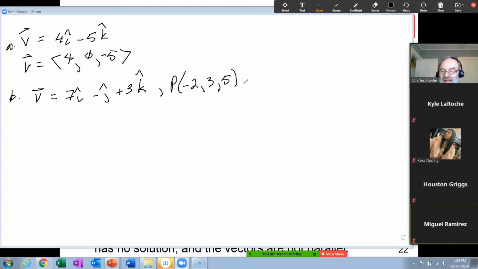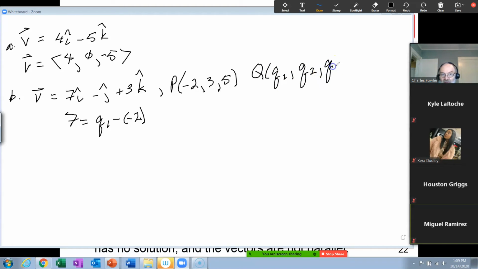Okay. Now, if that's your initial point, what's your terminal point? Well, what do we know? We know that 7 is equal to Q1 minus negative 2. Remember, that's how we got this. If we'd have known the terminal point, Q, which would have been Q1, comma, Q2, comma, Q3, that's what we're looking for. This is what we're looking for, so let's plug in what we know.